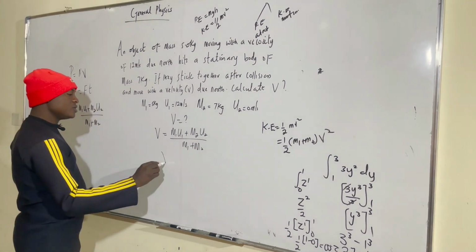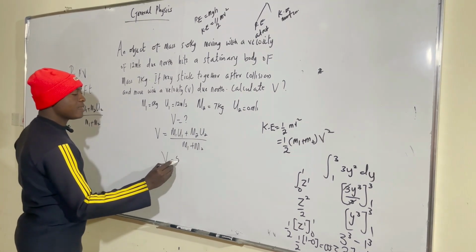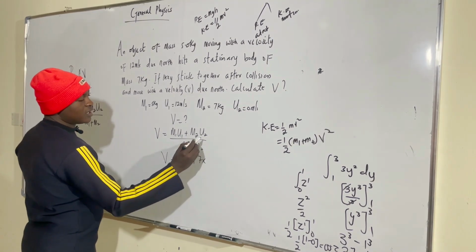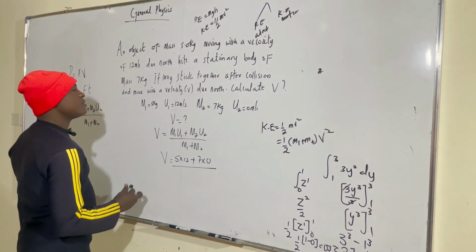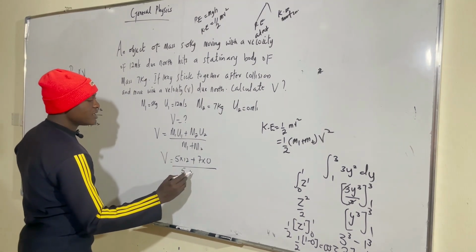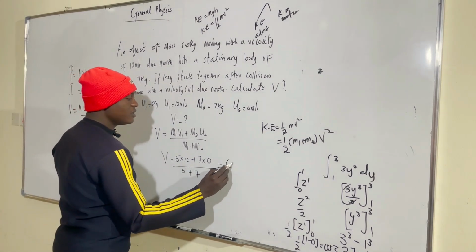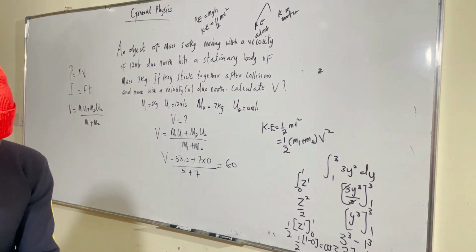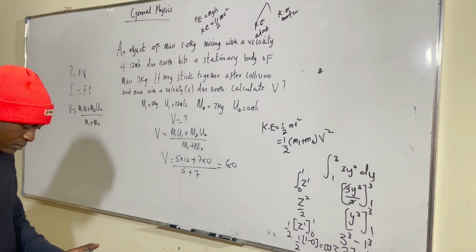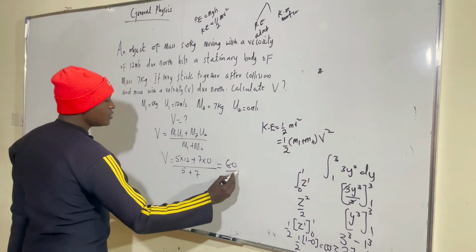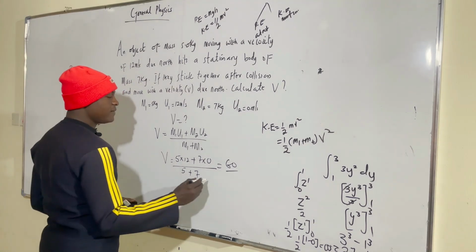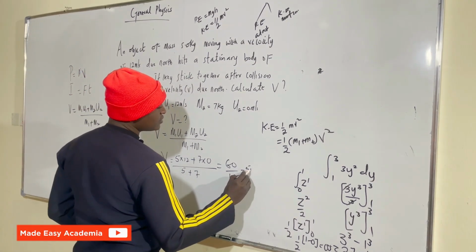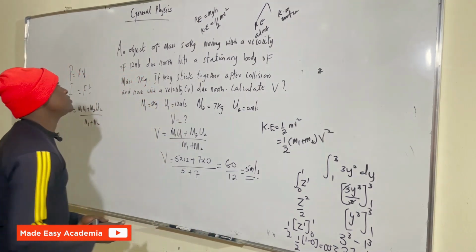So now let's substitute. v is equal to, our m1 is 5 multiplied by our u1 is 12, our m2 is 7, and our u2 is 0, divided by m1 is 5, m2 is 7. So 5 times 12, definitely, we are going to have 60. 7 times 0, we are going to have 0. Now, 5 plus 7, we are going to have 12. Then 60 divided by 12 is nothing but 5. So this is now 5 meters per second. So that's what we have.